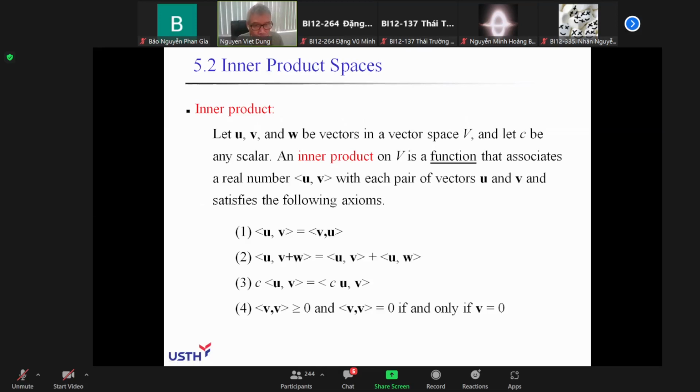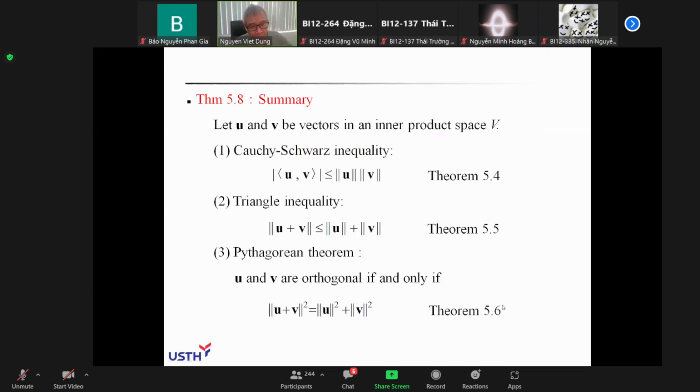of inner product space. That is, an inner product space is a vector space with a function. We call it the inner product. The function needs to satisfy four properties like that. Then we have three properties.